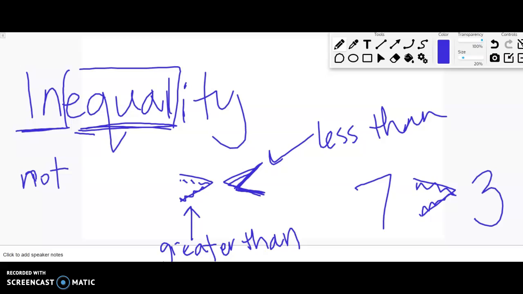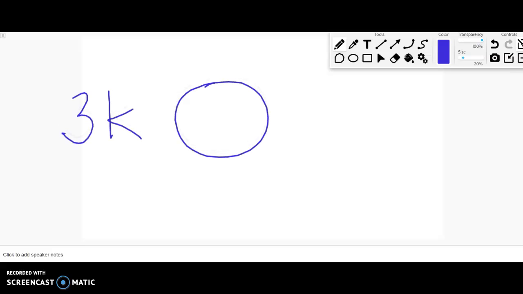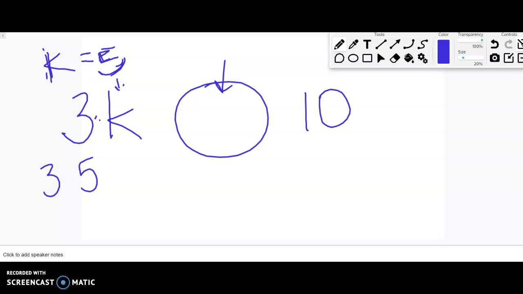So we will get expressions that say, say we get a 3k on one side, and we get a 10 on the other, and I tell you that k is equal to 5. You have to figure out what symbol is going to go in the middle. Well, we know this means 3 times k. 3 times k, or 5, we put that in there. 3 times 5 is 15. So we get 15 on this side. We get 10 on this side. So we know that 3k is greater than 10 when k equals 5.